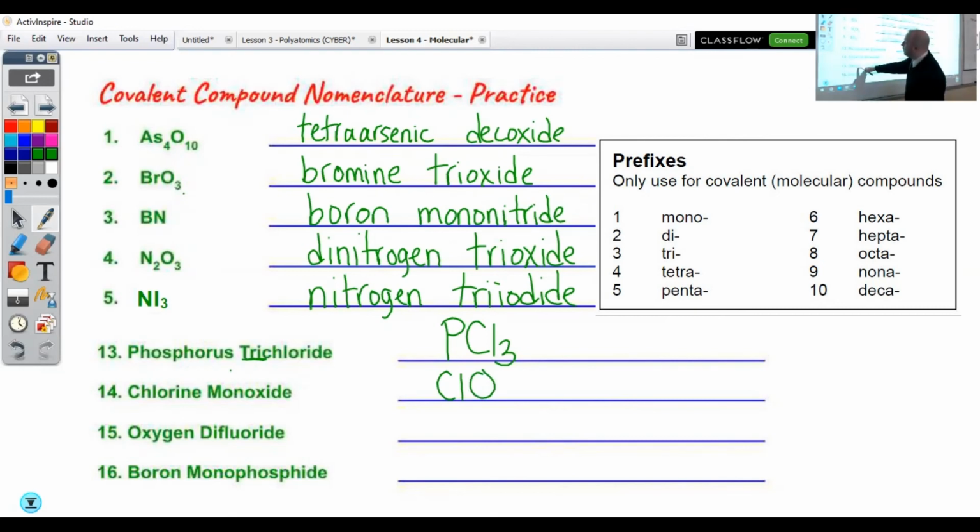Next one. Oxygen with no prefix, just 1 of them. Difluoride means we have 2 fluorines. And finally, for the last example here, we have boron, no prefix, so just 1 of them. Monophosphide, that means 1 phosphorus, so BP is our final answer.